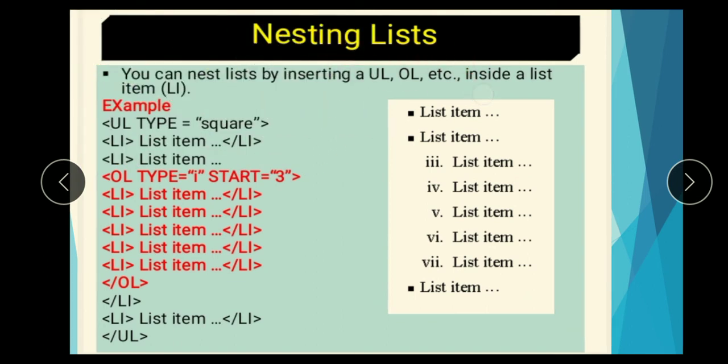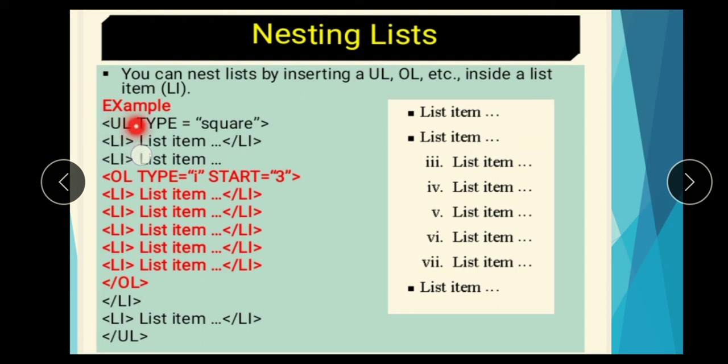Next one, the nesting list. Nesting means you can nest a list by inserting UL, OL, etc. inside a list item LI. Nested means when you use one loop inside another loop; here one ordered list inside an unordered list is called a nesting list. For example, here you see the unordered list, then after that an ordered list, and after that an unordered list. These are nested lists.